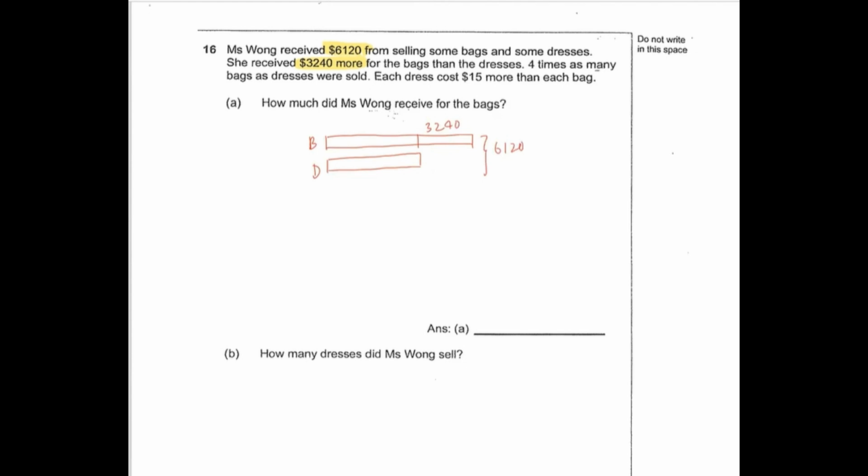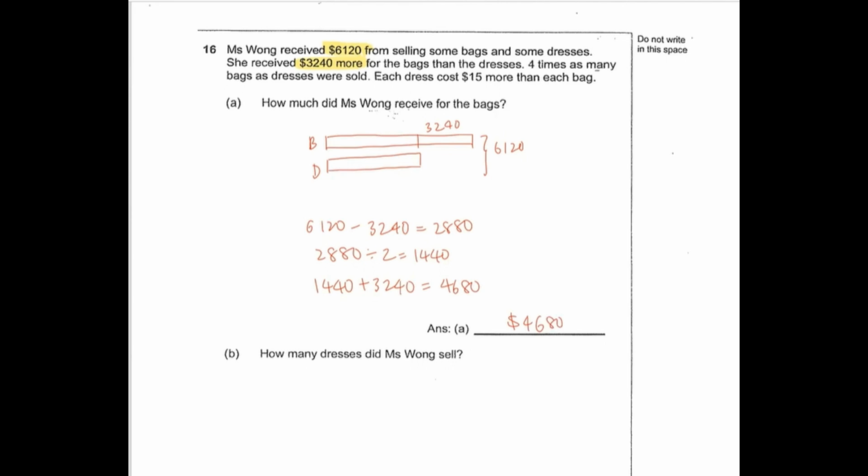So you take 6120 minus 3240, then divide by 2. That is for the dresses. Then you need to add 3240 to get the bags. So the answer is $4,680. How many dresses did she sell?